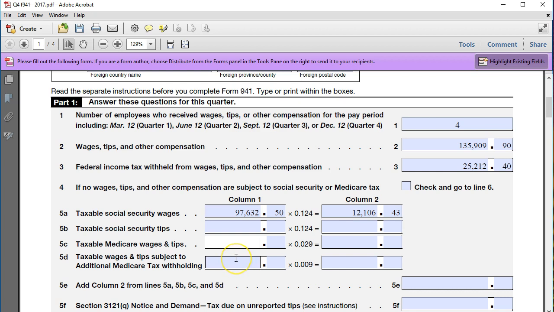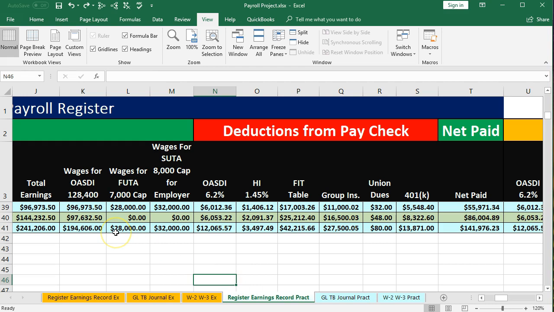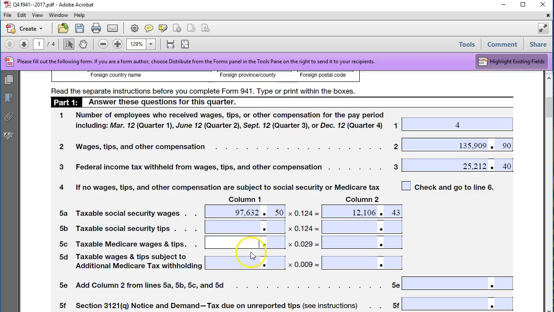And then we have the tax Medicare wages here. So we're going to go back to our worksheet. Now the Medicare has no cap. So we're just going to pick up total earnings. When would it differ from total earnings? If there was something to be deducted from total Medicare, such as a cafeteria plan, a qualified cafeteria plan, which is a Section 125 plan. So we're just going to pick up total earnings, which is going to be this 144,232.5, and we're going to pull that into our worksheet. It will be 144,232.50.